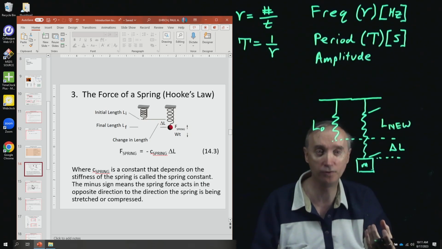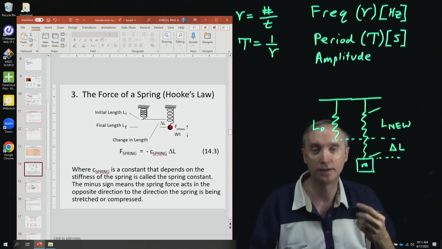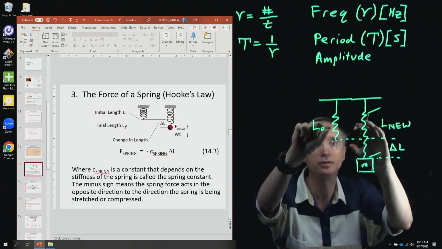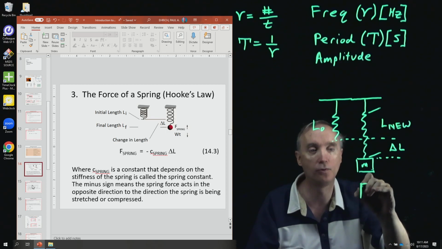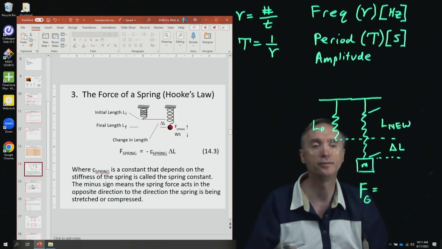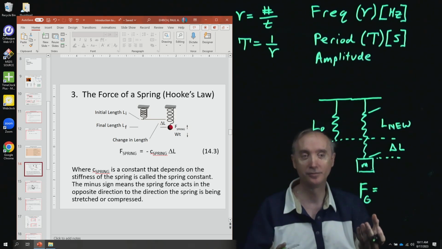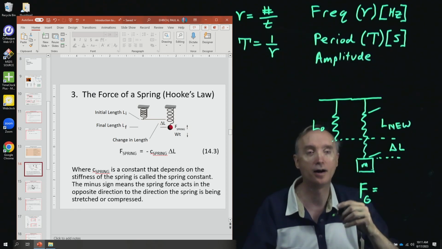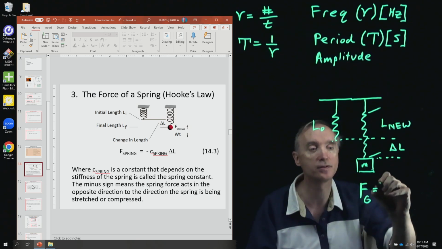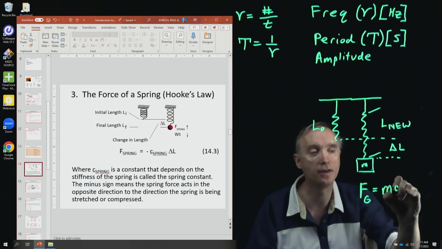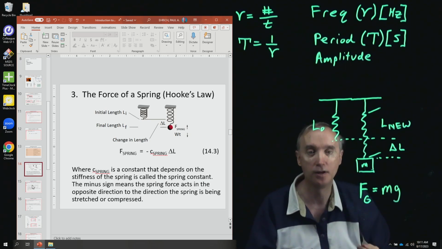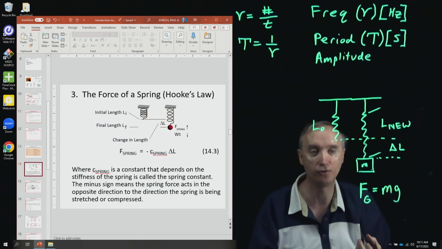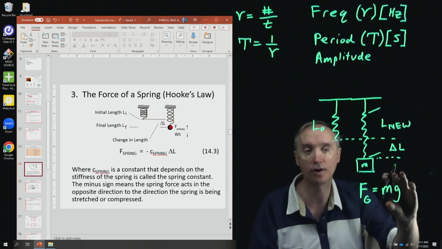Well, in order to do this, it's going to take a force. Now, the force that is stretching the spring is going to be the force of gravity. The formula for the force of gravity when you are close to the Earth's surface is going to be m and then g. You can think of g as standing for gravity, but it's called the acceleration due to gravity, and it depends on how strong the gravity is.